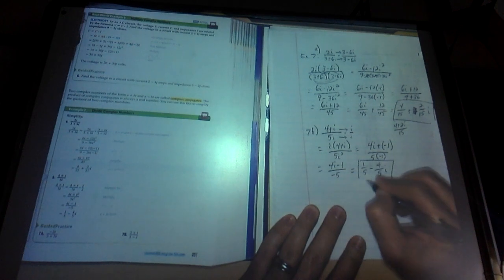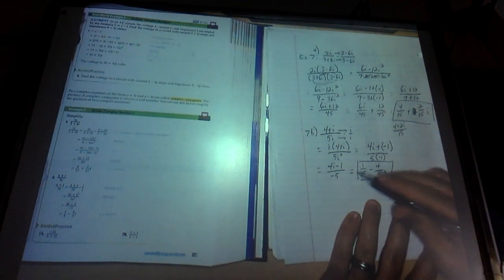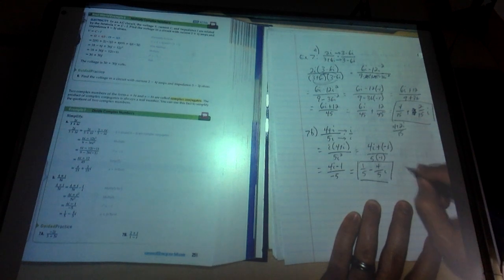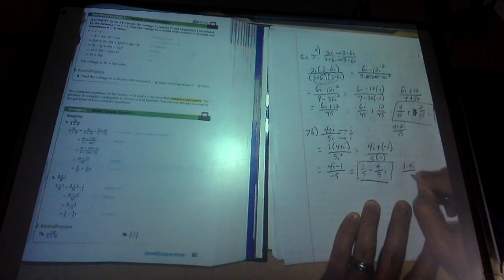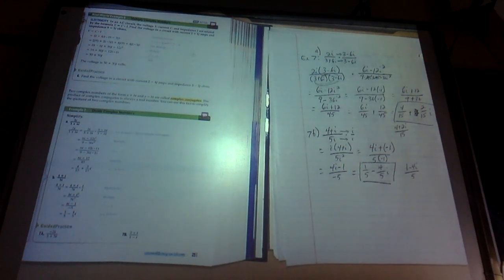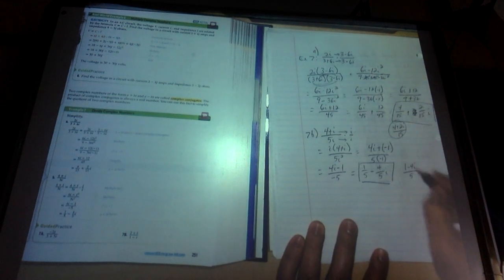That is our answer. It can be written that way, or at this step, you need to flip this stuff around. So what would happen, this negative 5 in the denominator would cause all my signs to flip, and I'd be at 1 minus 4i over 5. You could write it that way as well. Okay, just kind of make notes. It can look 2 different ways, and just pay attention to what it's asking for.